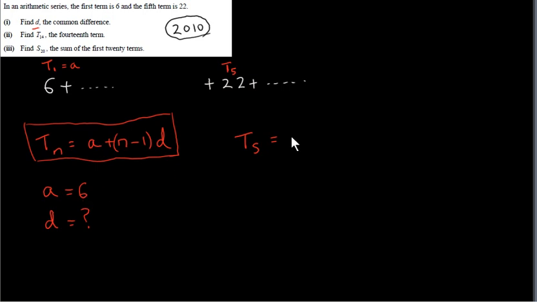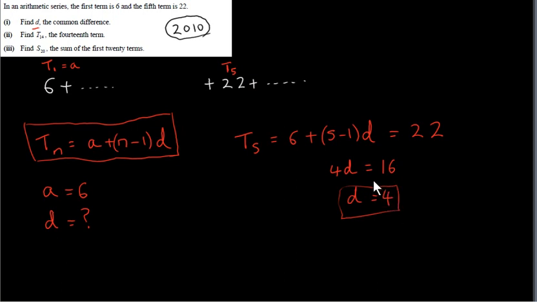A is 6 plus n, which is 5, times d, which we don't know, and this has to work out to 22. So we can just solve this equation to find d. So here we have 4d. We bring the 6 over. 22 minus 6 is 16. 16 divided by 4 is 4. So D is 4. So that's the answer to part 1.